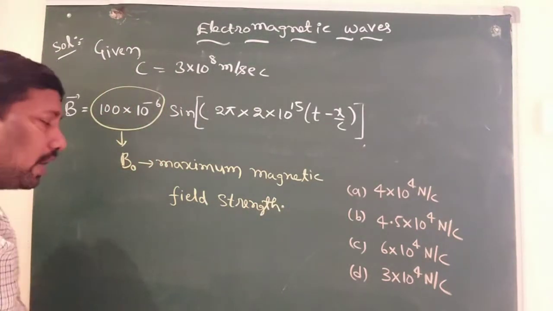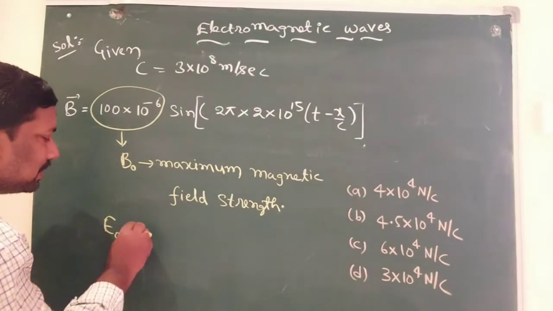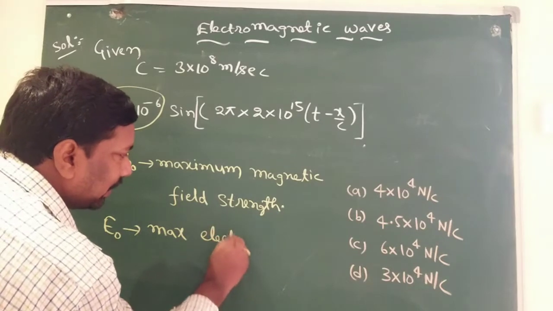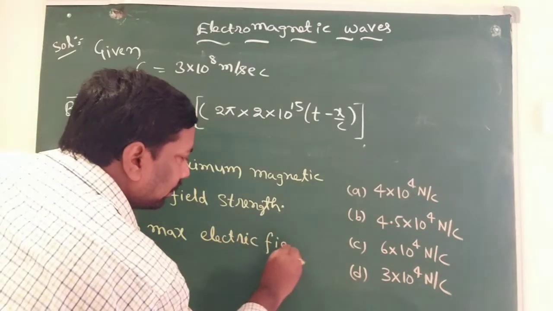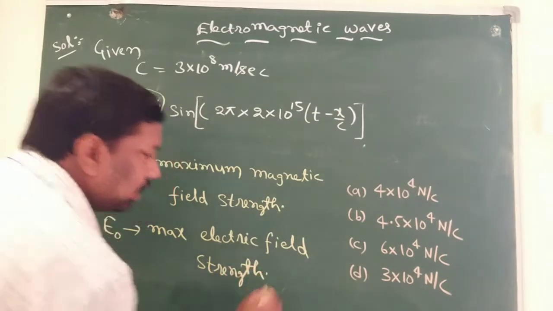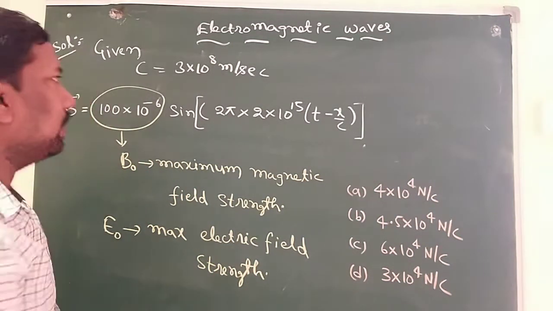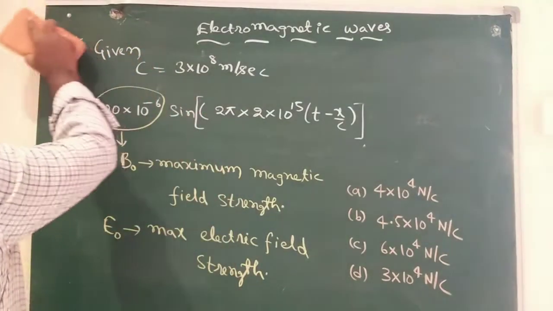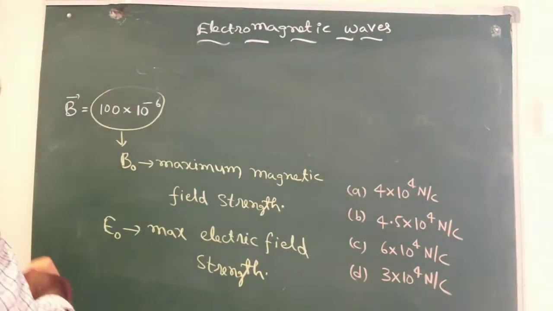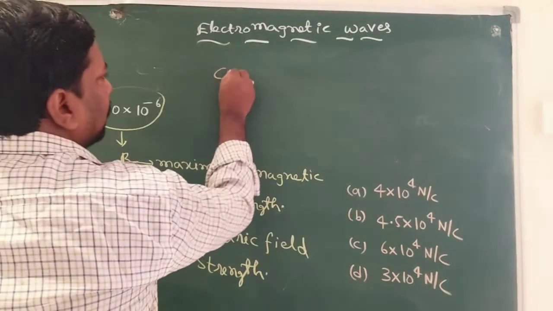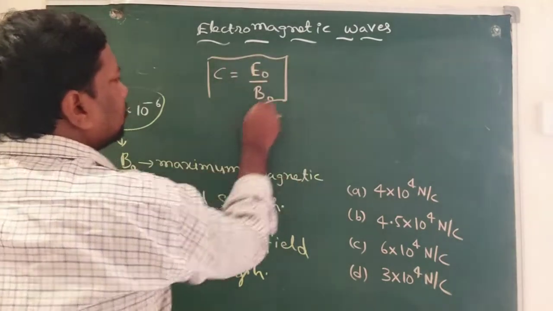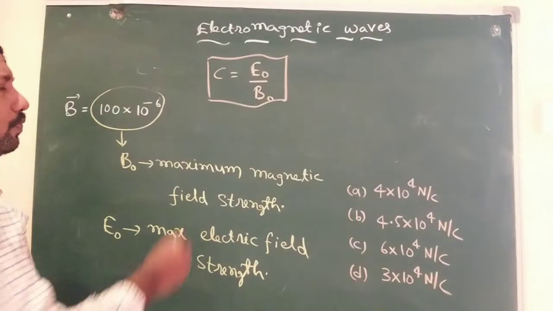So now you can find out the E naught. Here E naught is the maximum electric field strength. Okay. So now using the formula, C equal to E naught by B naught. Using this formula, you can find out the E naught.